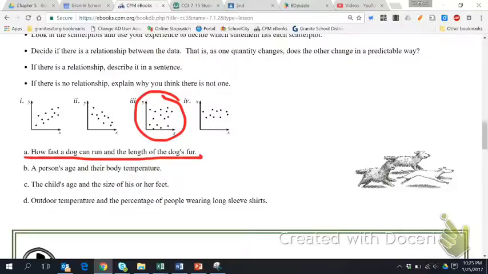Okay, let's look at the next one. A person's age and their body temperature. Okay, well, I know that body temperature throughout your life should remain at about 96. So I like this one. It doesn't seem like the dots are going up or down. They're just kind of going straight across. So even as people are getting older, it's not necessarily changing their normal body temperature.